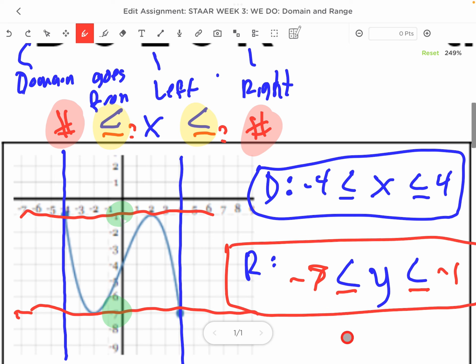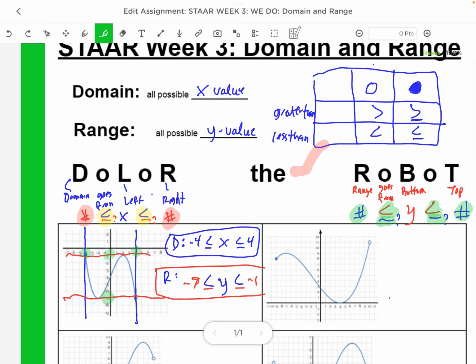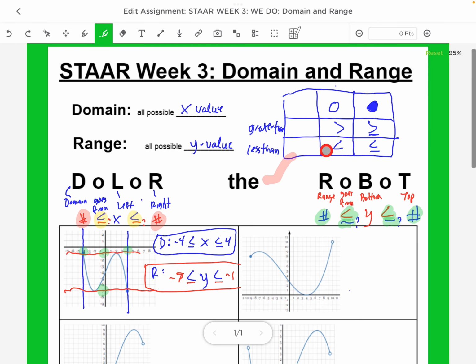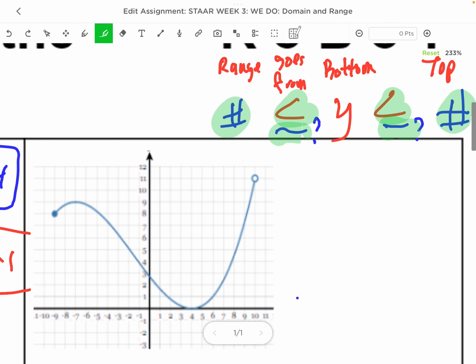So we're just going to draw the lines: domain from left to right, range from bottom to top. We're going to look for those numbers wherever it crossed, and those are the numbers that we're going to put there. Then we determine from the chart that we made whether or not we're going to use the shaded in or open. Let's take a look at this one right over here. Let's just keep going.